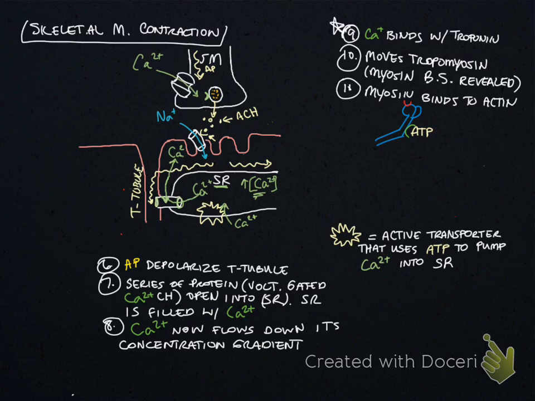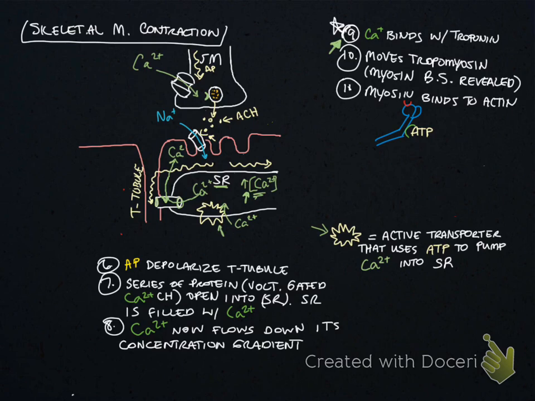Okay, the reason it went down its concentration gradient is because, remember, it was in high concentrations in our sarcoplasmic reticulum, thanks to this active transporter here. Okay, so now we have calcium going down its concentration gradient into the muscle cell. And this is where number 9 starts, where we actually get muscle contraction.